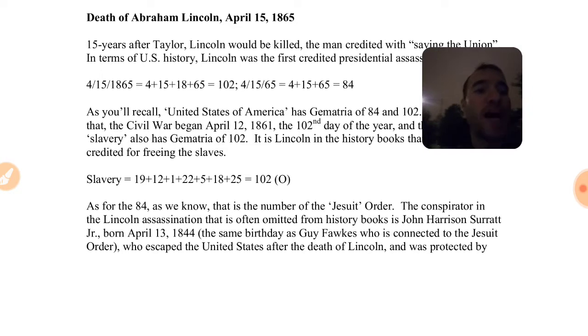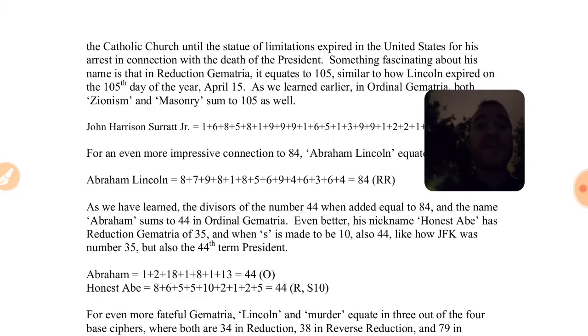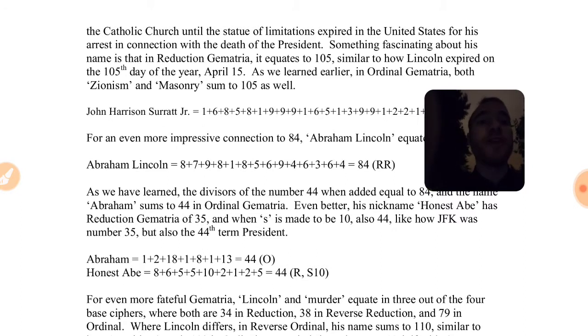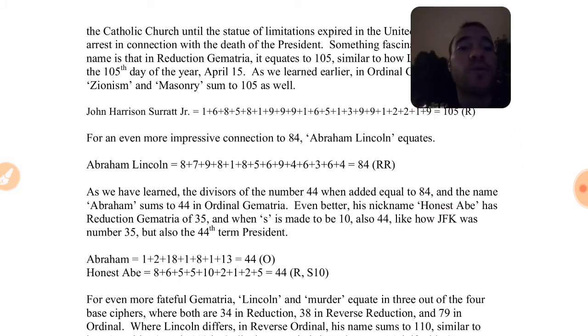And John Harrison Surratt, Jr., born April 13th, 1844, who escaped the United States after the death of Lincoln and was protected by the Catholic Church until the statute of limitations expired in the United States for his arrest in connection with the death of the president. Something fascinating about his name is that in reduction gematria, it equates to 105, similar to how Lincoln expired on the 105th day of the year, April 15th. As we learned in ordinal gematria, both Zionism and Masonry sum to 105 as well. John Harrison Surratt, Jr., 105 in reduction. For an even more impressive connection to 84, Abraham Lincoln equates 84 in reverse reduction, like Jesuit.